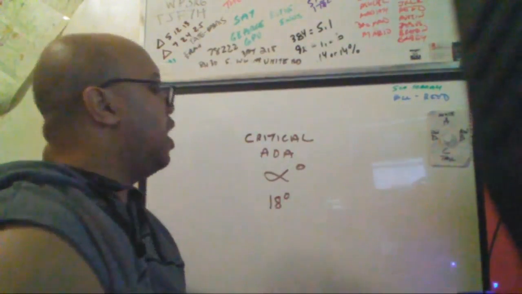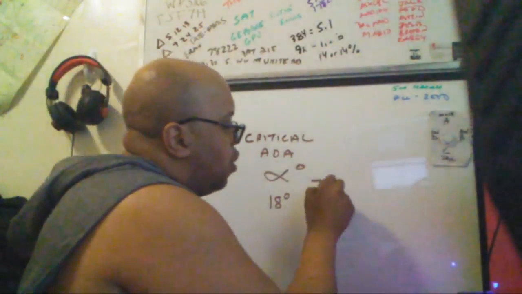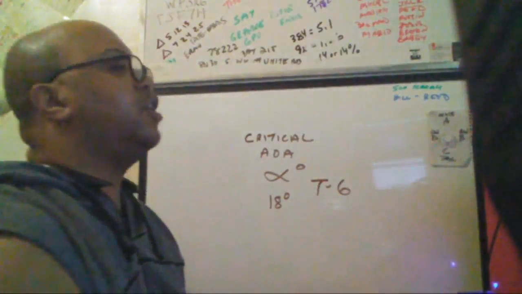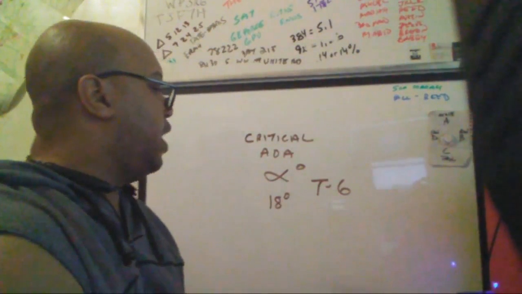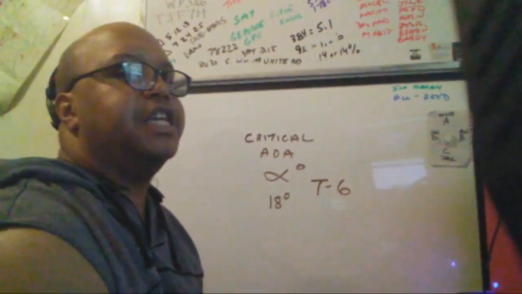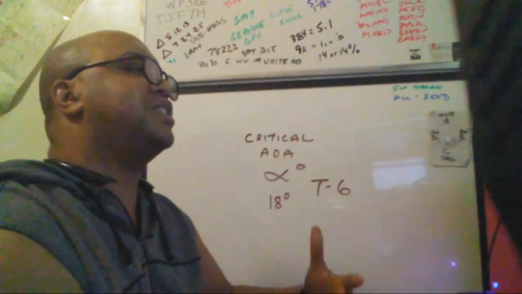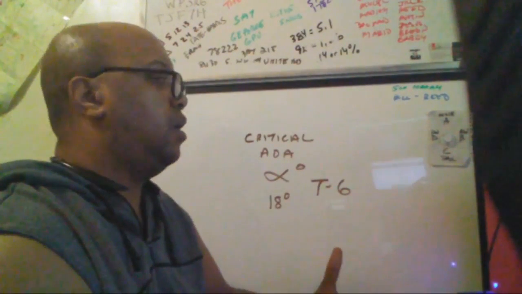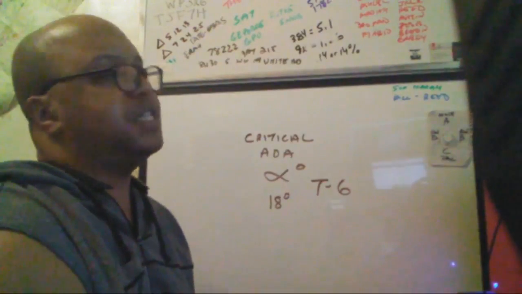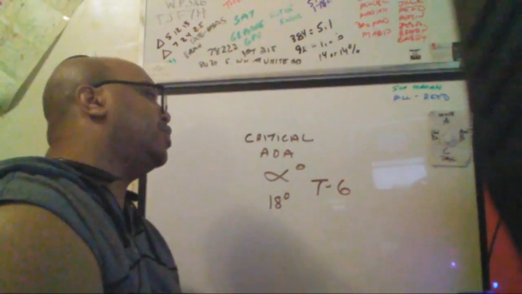And the critical angle of attack for the T-6, which is the first aircraft that you will meet in your flight training, is 18 degrees, or some might express it as 18 units of angle of attack. So you can say 18 degrees, or you can say 18 units of angle of attack.